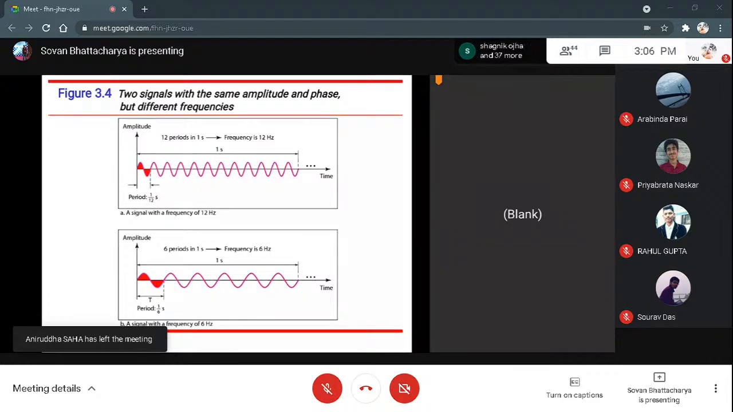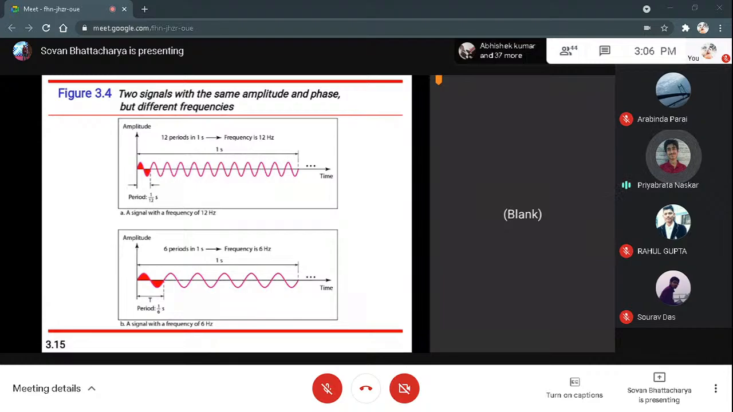So here, what is the frequency? In the first example, the frequency is 12 hertz, and in the second, the frequency is 6 hertz. So why 6 hertz?